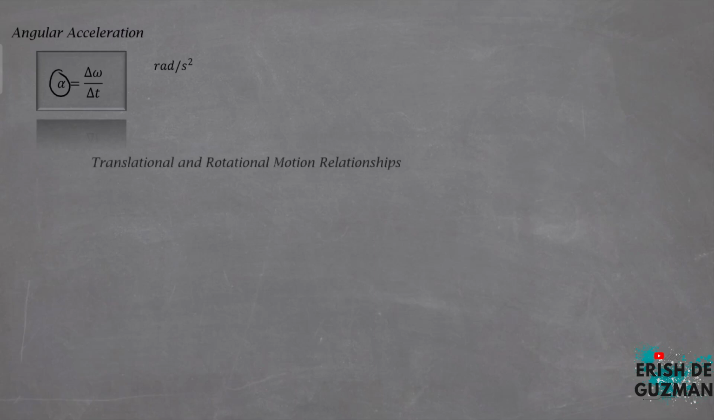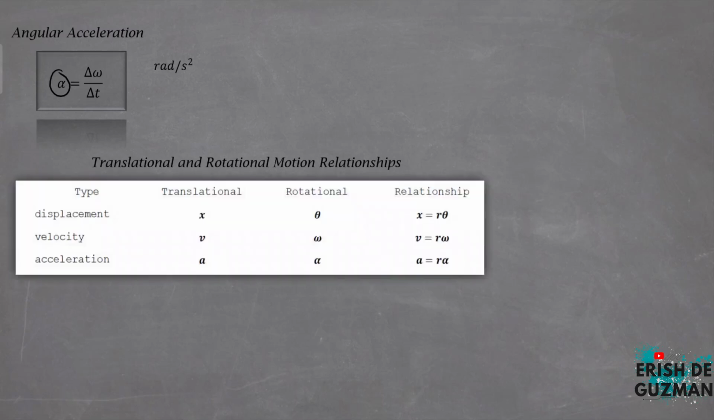We have a table here for the relationships of the translational and the rotational motion. So we have here the displacement, velocity, and acceleration. So for translational, usually ginagamit natin sa displacement is x lang. Pero sa ibang references, they use s. So the displacement in rotational, ang rotational counterpart niya is theta. And ang kanyang relationship nito and ito is x is equal to r times theta. Ganon lang din sa velocity and the acceleration. Ito yung kanyang relationships that we have to remember.